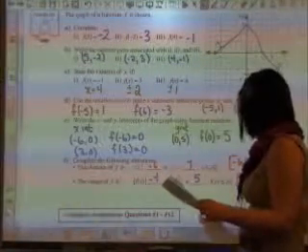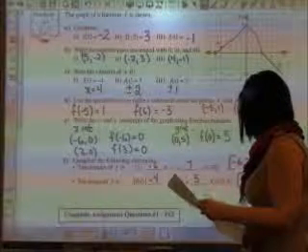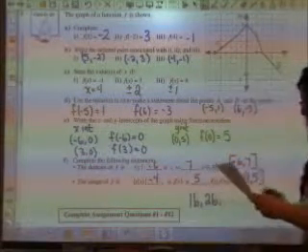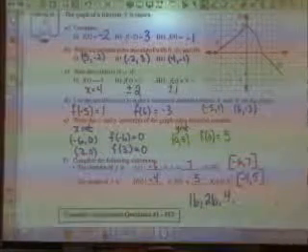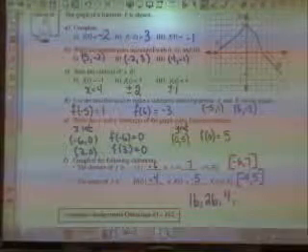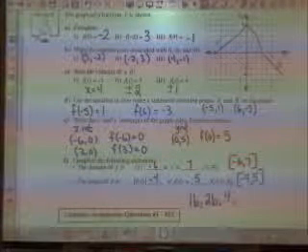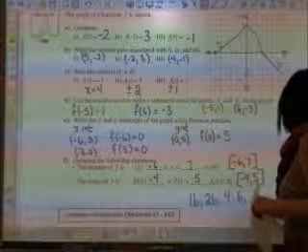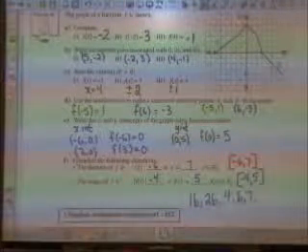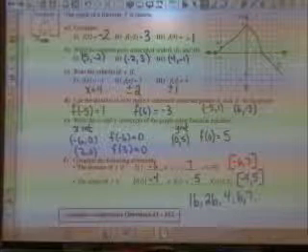So the questions that I have for you to work on: 1B, 2B, question number 4, and question number 6, and question number 7, and then 10, 11, and 12.